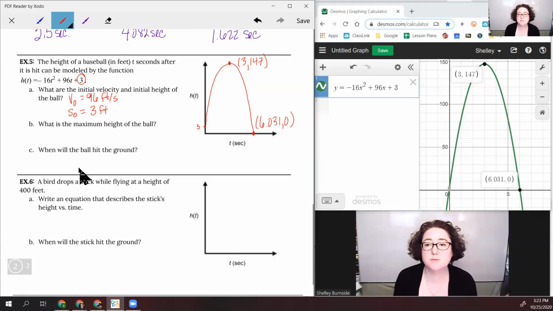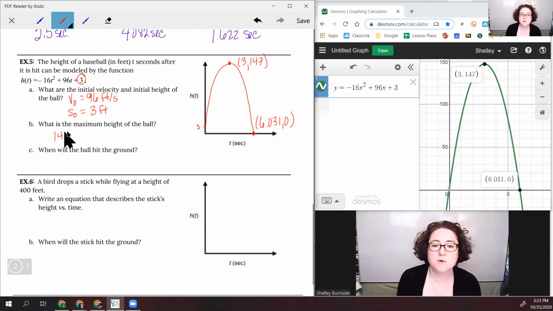Maximum height of the ball is just from the vertex. So 147 feet. And that happened at 3 seconds. And it hit the ground at 6.031 seconds.